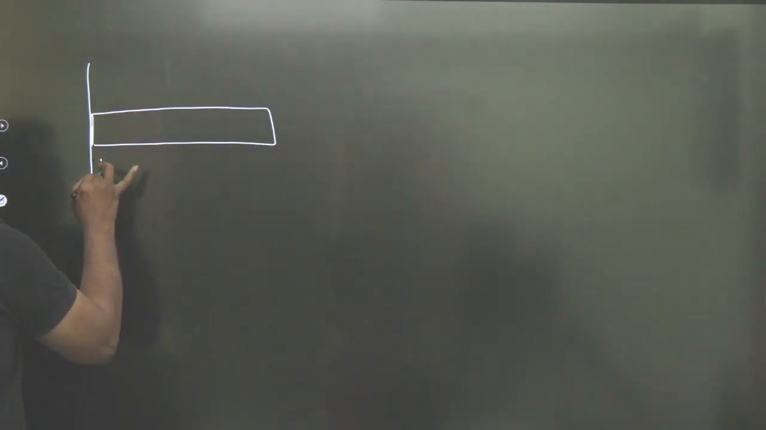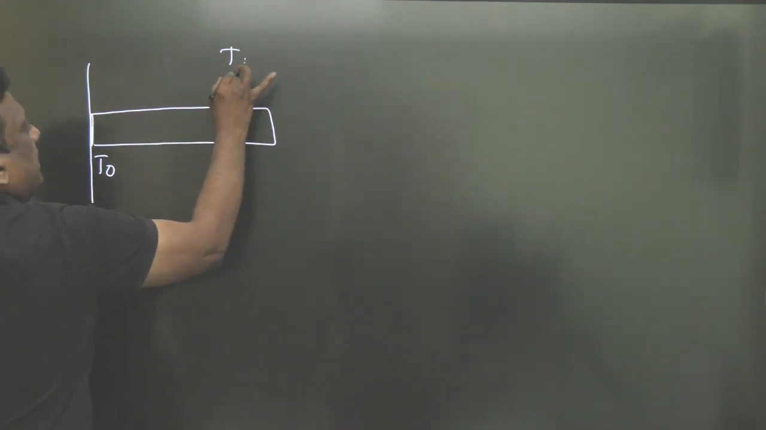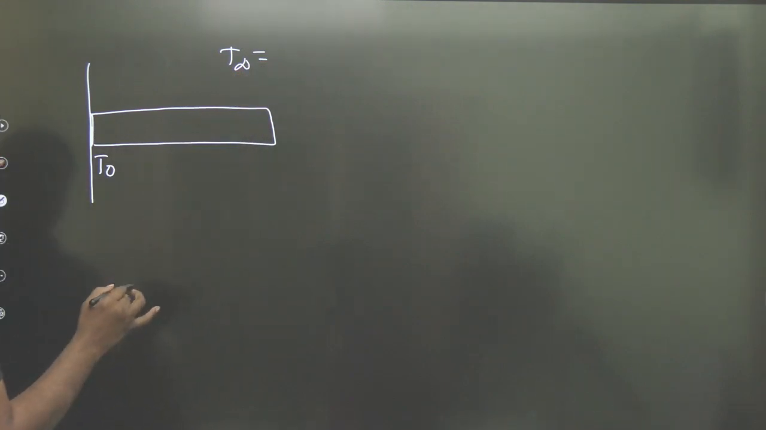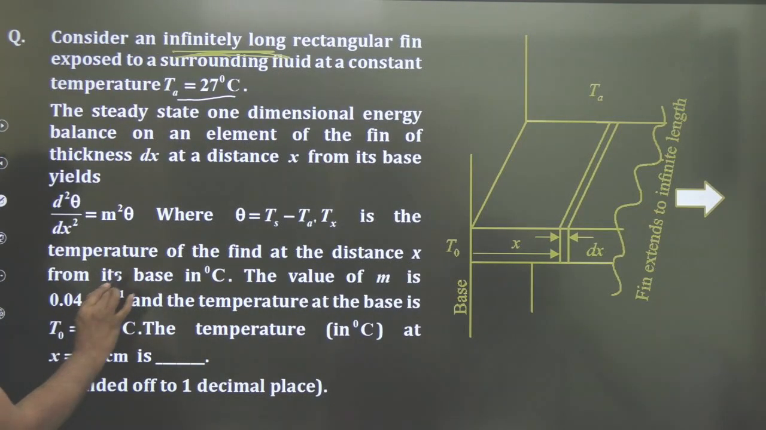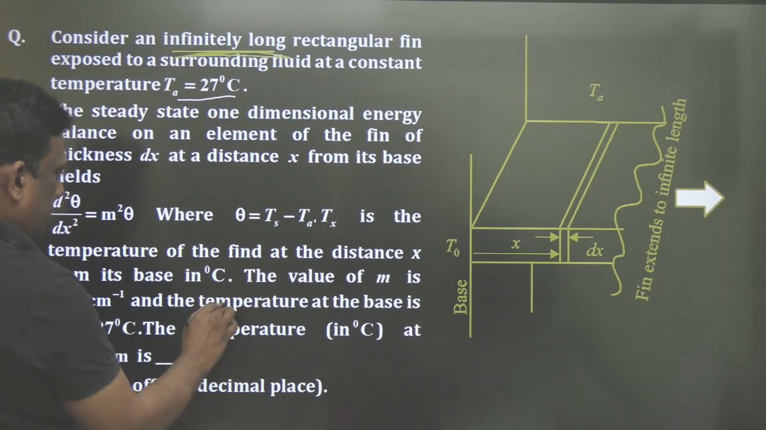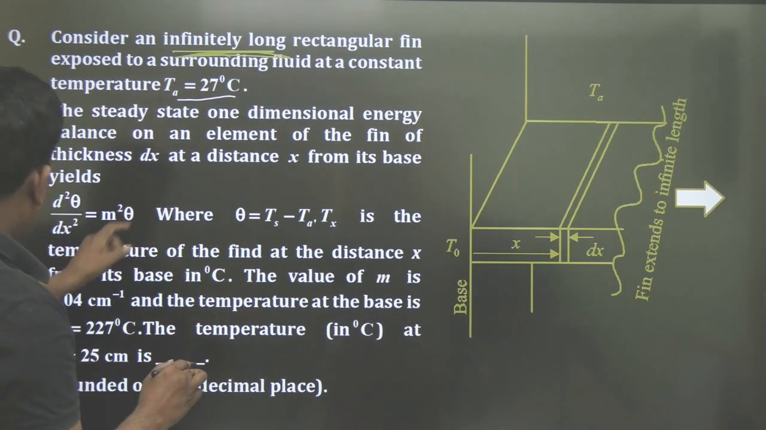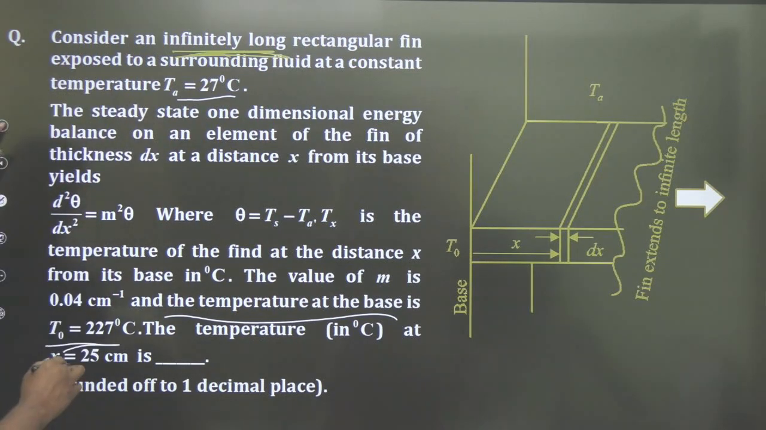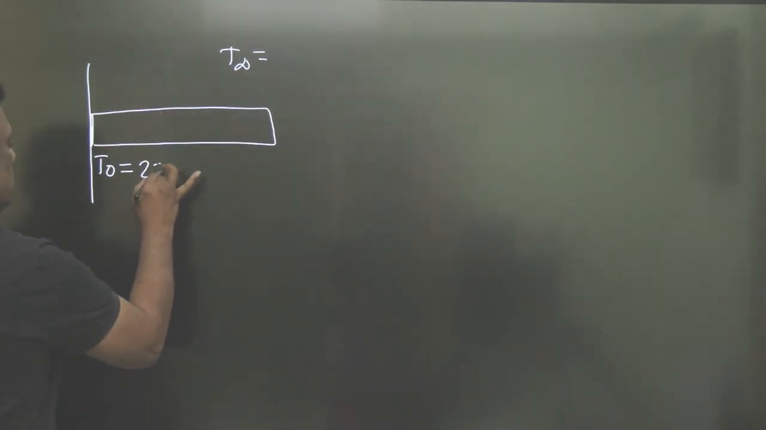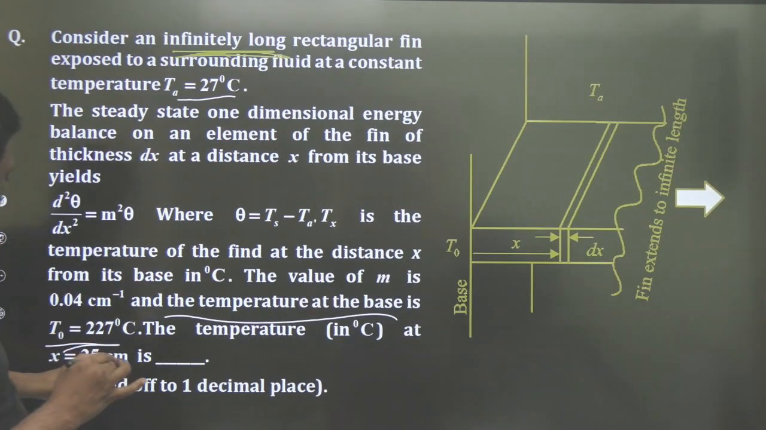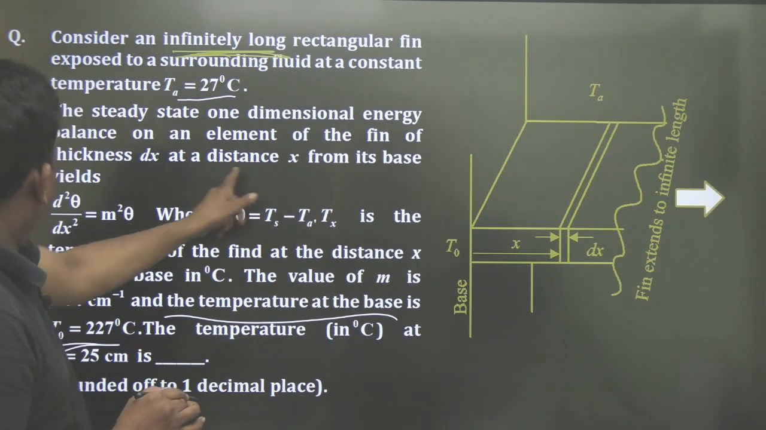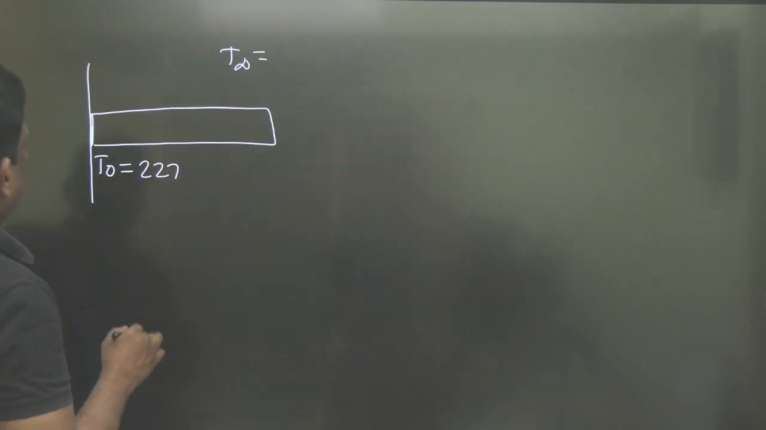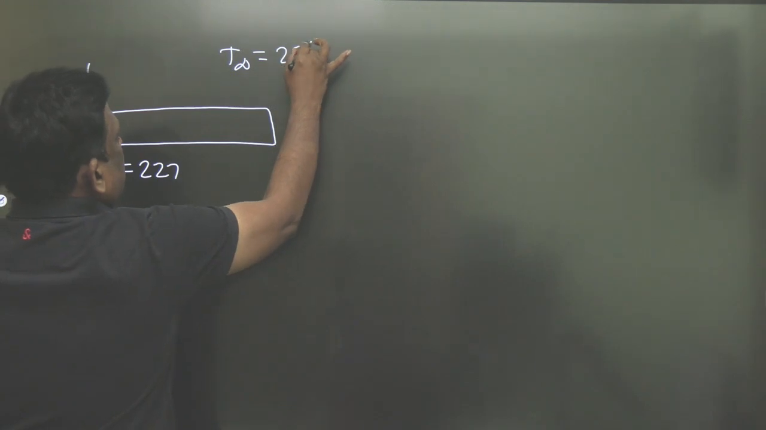The base temperature, let it be T0, and the ambient temperature be T ambient. What is the base temperature? Somewhere it is given. So the base temperature is 227. And what is the ambient temperature? The ambient temperature is 27 degrees centigrade.